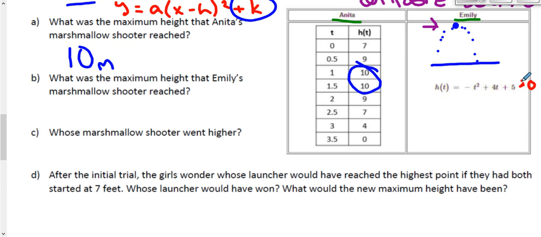C is the number 5. So I'm going to start with negative t squared plus 4t, and we're going to move that 5 to the other side of my equation. So I'm going to subtract 5 from both sides, minus 5.